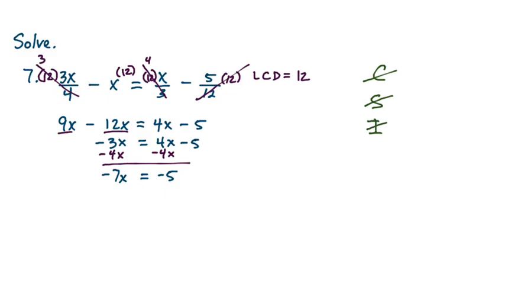So finally we've gone through CSI. Notice we have a one-step equation. To get x by itself, we're going to have to divide by negative 7. And so we're going to get 5/7. And that's it for this video.